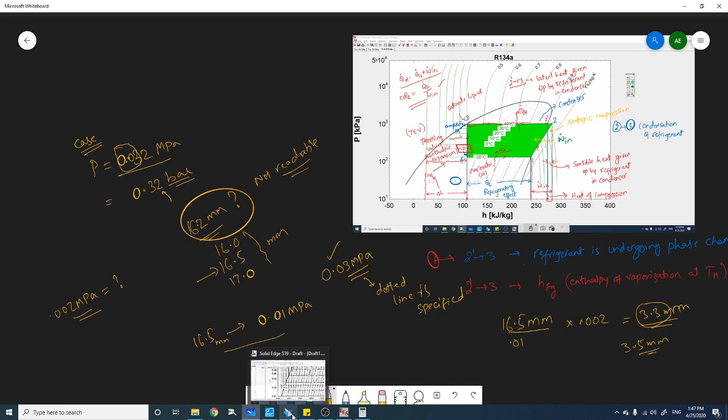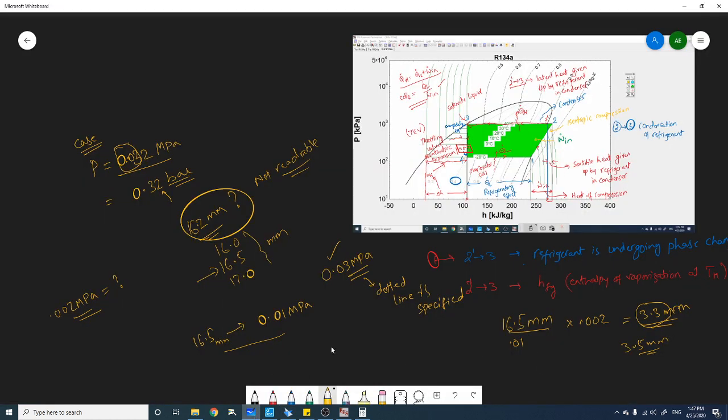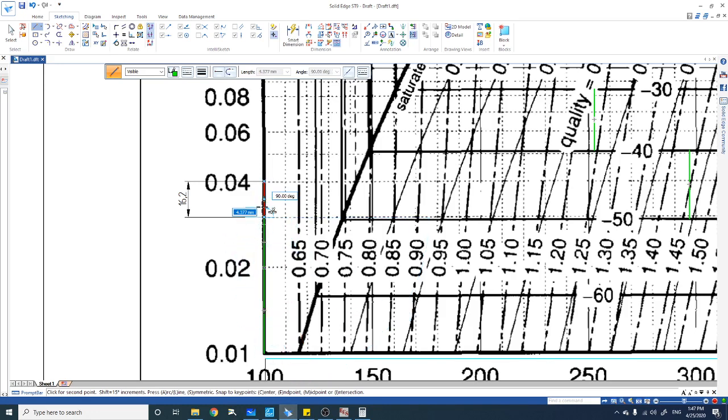Clear? So now you would go back to the chart and mark off a line from there to the extent you have just calculated, 3.5 mm, vertically. So I will use the input here, 3.5 mm. Enter. So from here you can mark off the line which corresponds to 0.032 MPa. This line would give you the 0.032 MPa. I hope you have understood how it is being calculated.